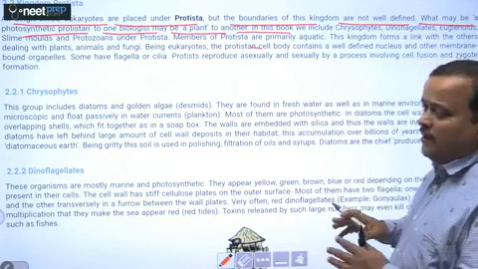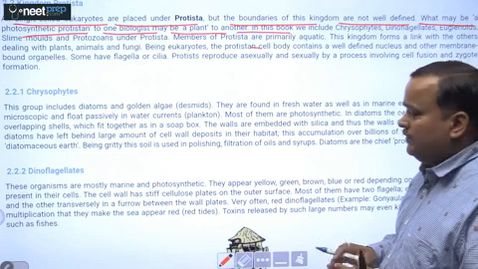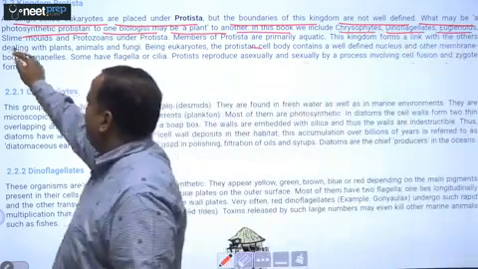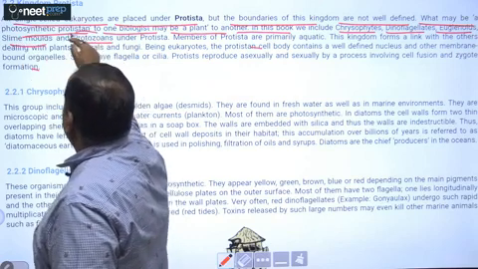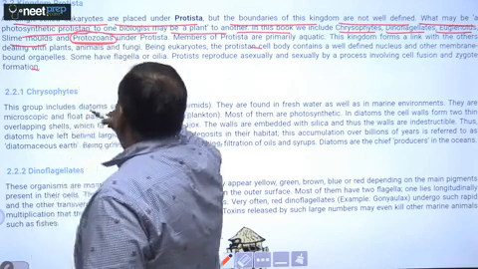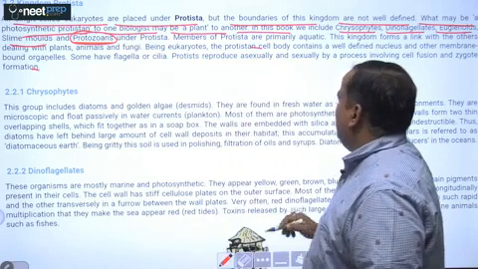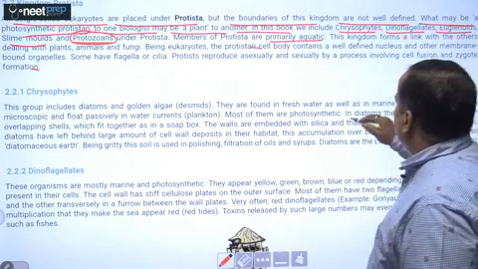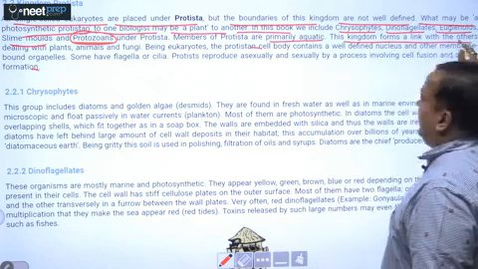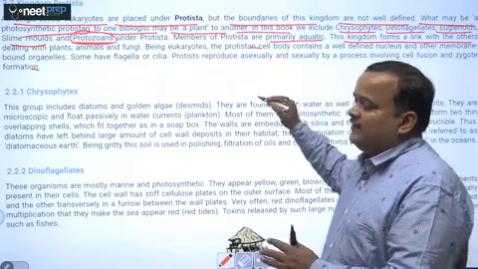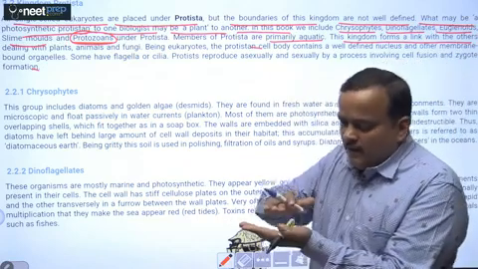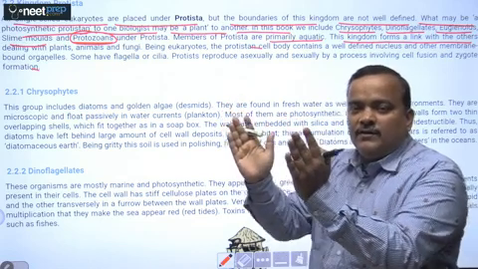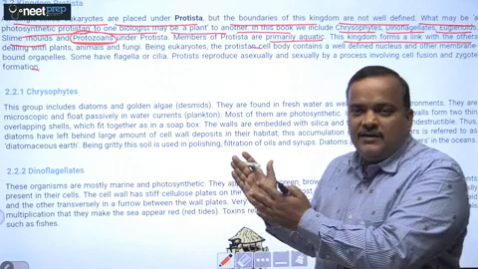Then we divide the protists into 5 different groups, that is chrysophytes, dinoflagellates, euglenoids, slime molds and protozoans. Out of these, protozoans will be discussed by zoology sir and the rest will be discussed by me. Primarily the members are aquatic, can be freshwater or marine. This kingdom forms a link with the other kingdoms dealing with plant, animal and fungi. That means at the bottom you have Monera, above this you have Protista, and from Protista all these 3 multicellular kingdoms have evolved, that is fungi, then Plantae, then Animalia.